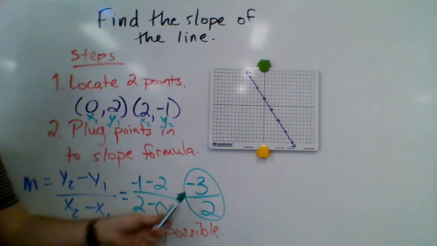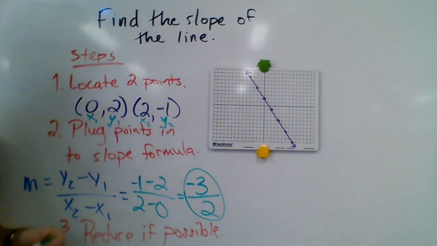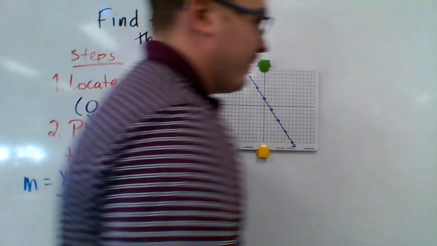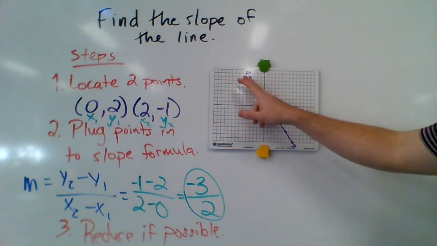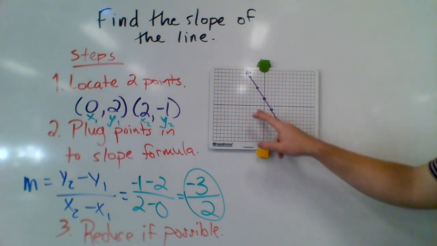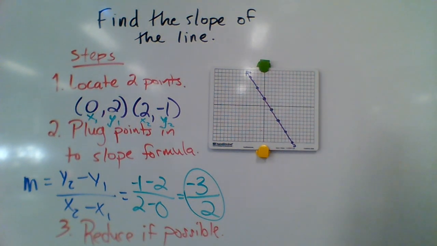So this one had a negative slope, so it was pointed down. If you have a negative slope, as you move from left to right, your graph is going to go down. So any graph that looks like this, where it points down as you move to the right, is going to have a negative slope.